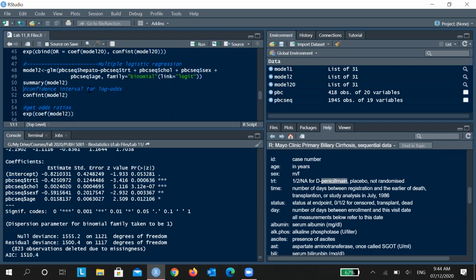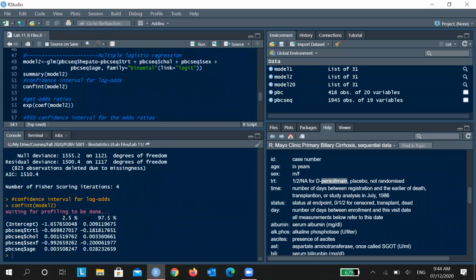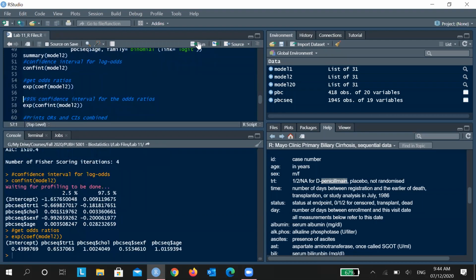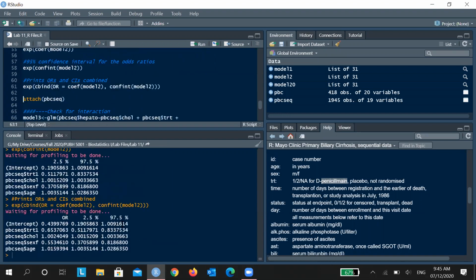Okay. Again, you can get the confidence interval. I'll explain how to interpret the estimate, not this estimate, this is the log odds, but how to interpret the odds ratio from the multiple logistic regression. It's the same concepts. Remember, you get the confidence interval, but this is the confidence interval for the log odds because we still haven't exponentiated it. You get the odds ratio by exponentiating. This is the odds ratio now, and this is the confidence interval for the odds ratio. You print them both, and this is what your model looks like.